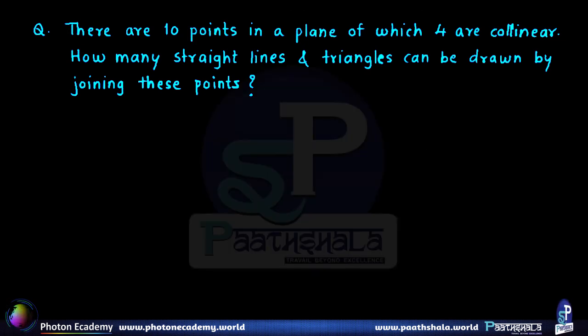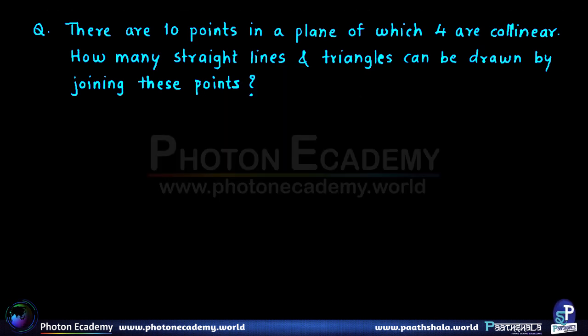There are 10 points in a plane of which 4 are collinear. How many straight lines and triangles can be drawn by joining these points? Now here there is an additional restriction that 4 points of the given 10 points are collinear. Now let's consider the first sub question, that is, we want to find out how many straight lines can be drawn.